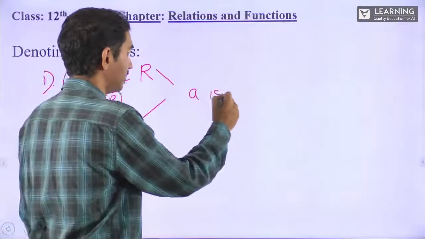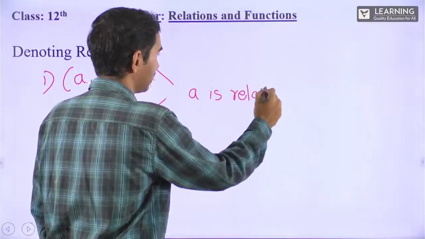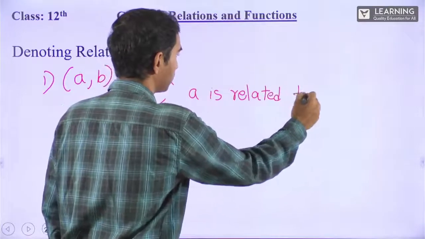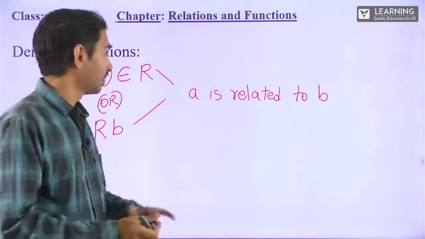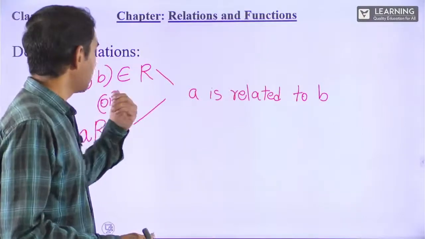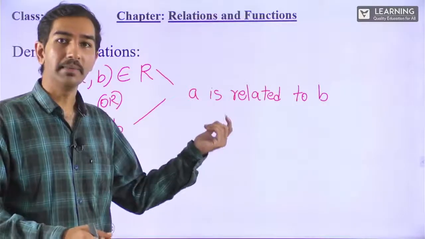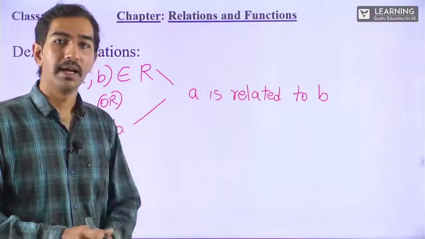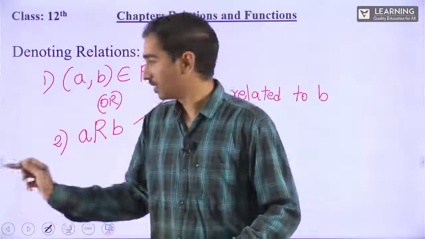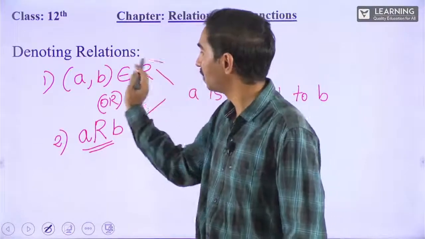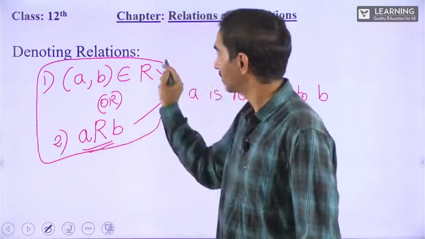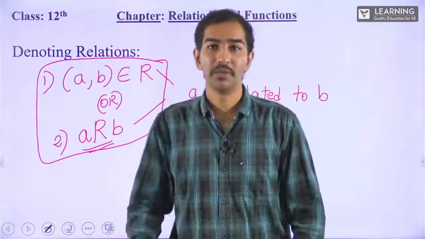A is related to B. This is how we have to read it. A is related to B. A comma B belongs to R, how do we read it? A is related to B. And A R B, written like this, how do we read it? A is related to B. So this is how we denote the relations. Alright. Going on to the next one.